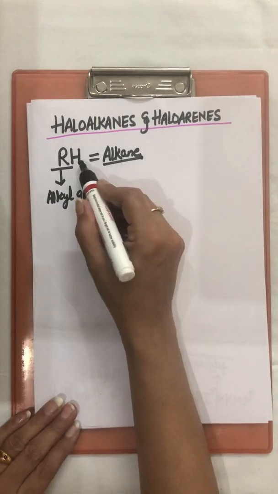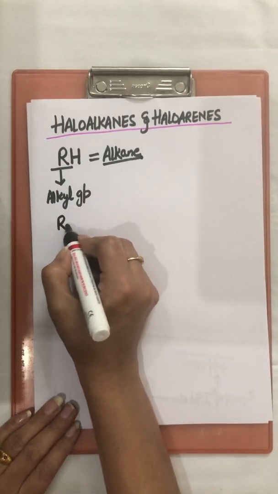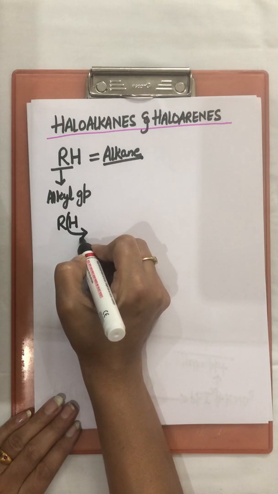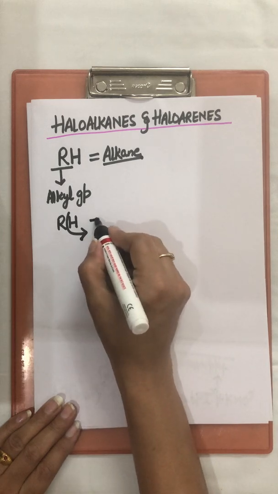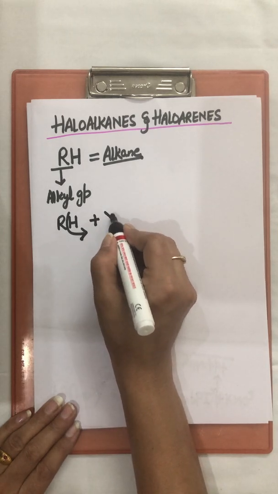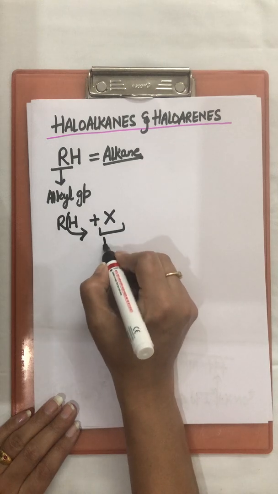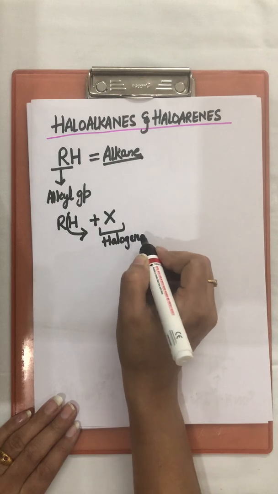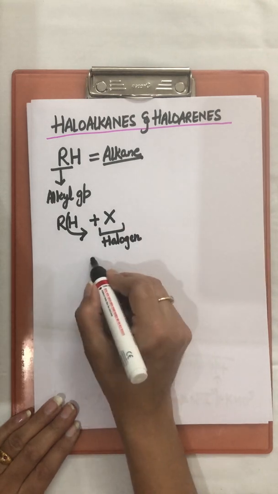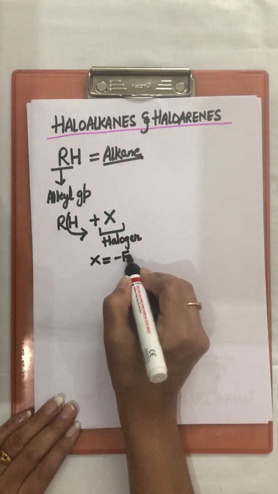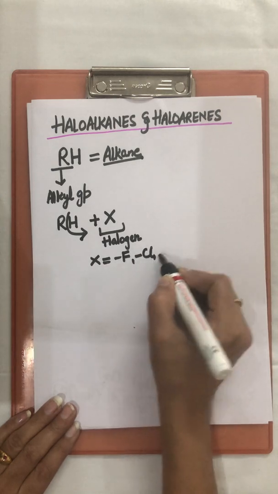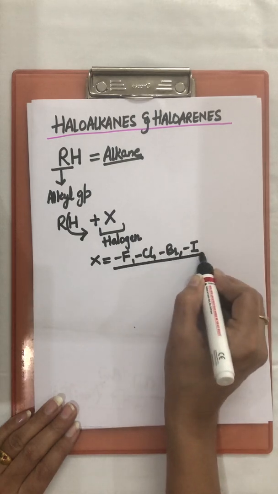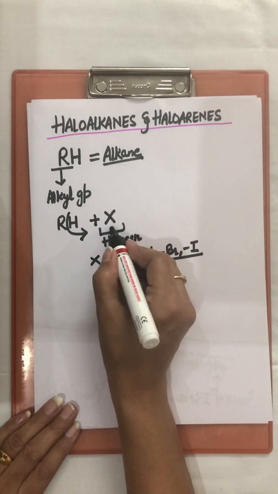So from alkanes, if we remove one or more than one hydrogen atom, and in place of that we add a halogen atom. X is the general symbol for halogens, that is fluoro, chloro, bromo and iodo. So X can be fluoro, chloro, bromo or iodo group. In general for these we are using a symbol X.